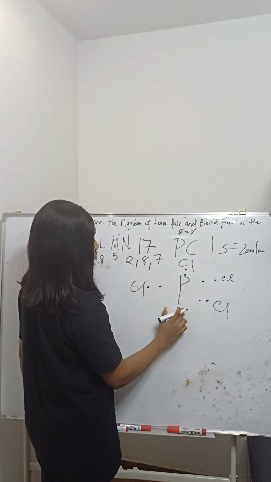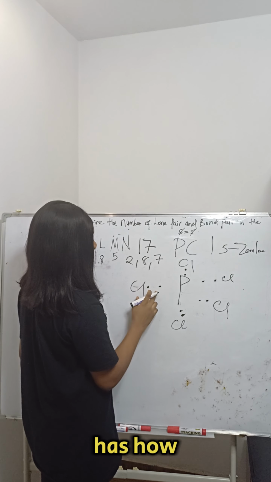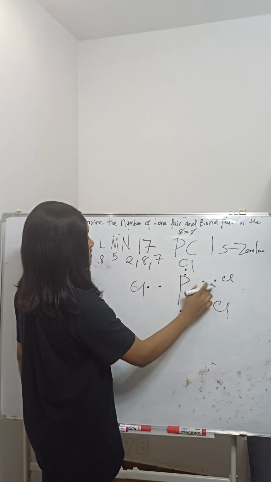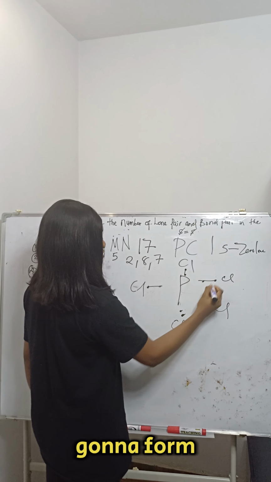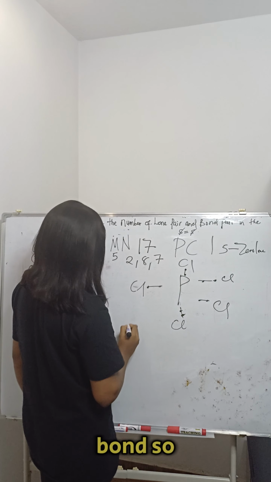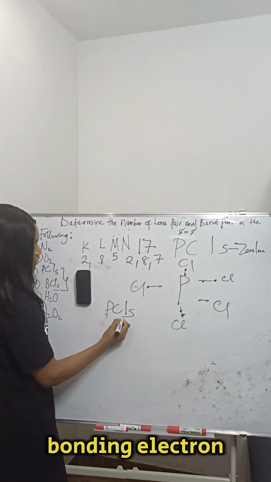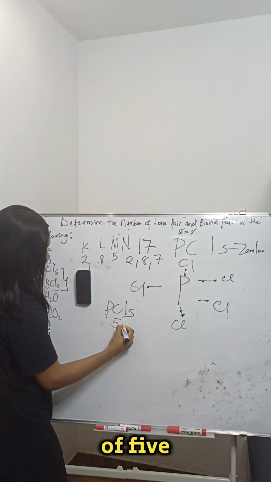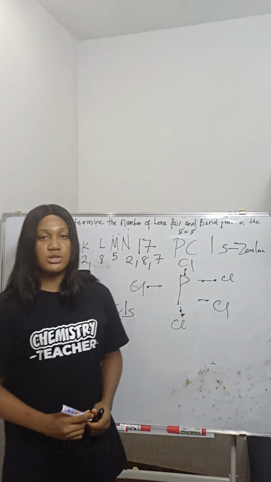So this now has how many electrons? 1, 2, 3, 4, 5, 6, 7, 8, 9, 10. This now has how many electrons? 1, 2, 3, 4, 5, 6, 7, 8. So this is going to form a bond, this is going to form a bond, and so on: 1, 2, 3, 4, 5 bonds. So your PCl5 has bonding pair of 5, lone pair of 0. Hope you understand that, right?